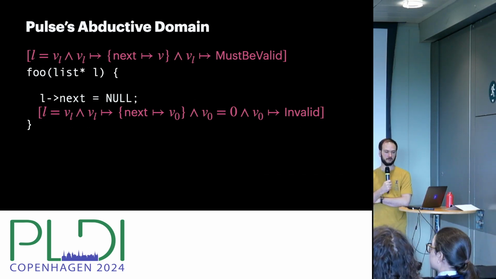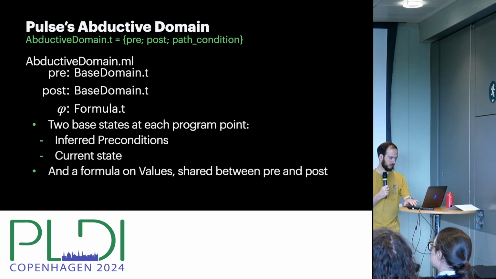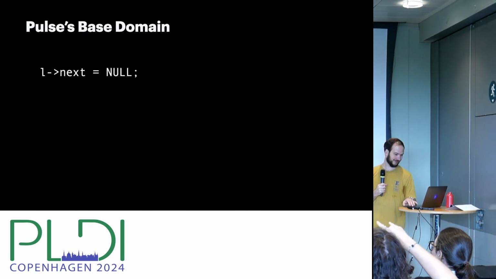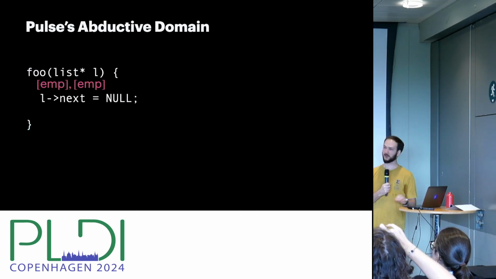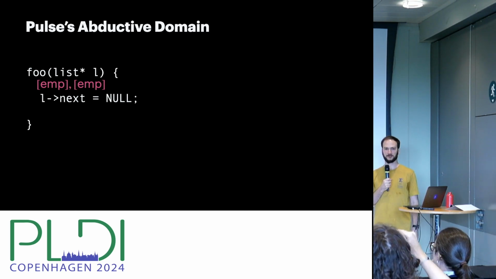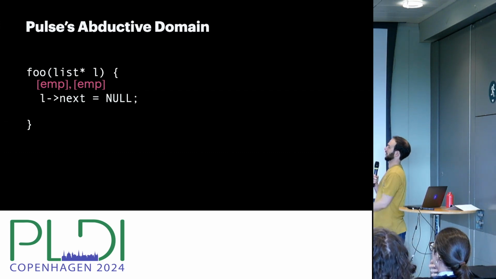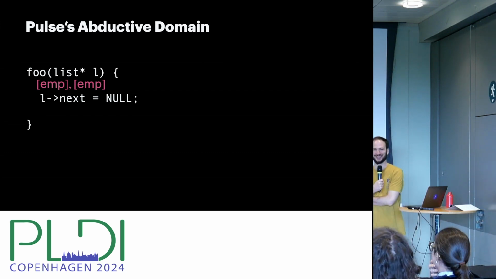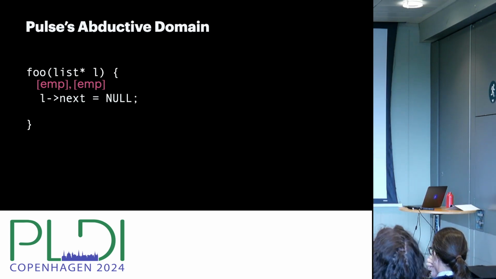Can you go back one slide? I think so. Maybe one more. You had a slide where the code was, and then you had two empties in it. Oh, yeah. So does that mean you start from the middle, and then you go back and forwards? No, that's the start of the function. Oh, yeah, but why do we have two empties? Aha, yeah, sorry. One is the precondition, and one is the current postcondition. Okay, I get it. Okay, thanks.